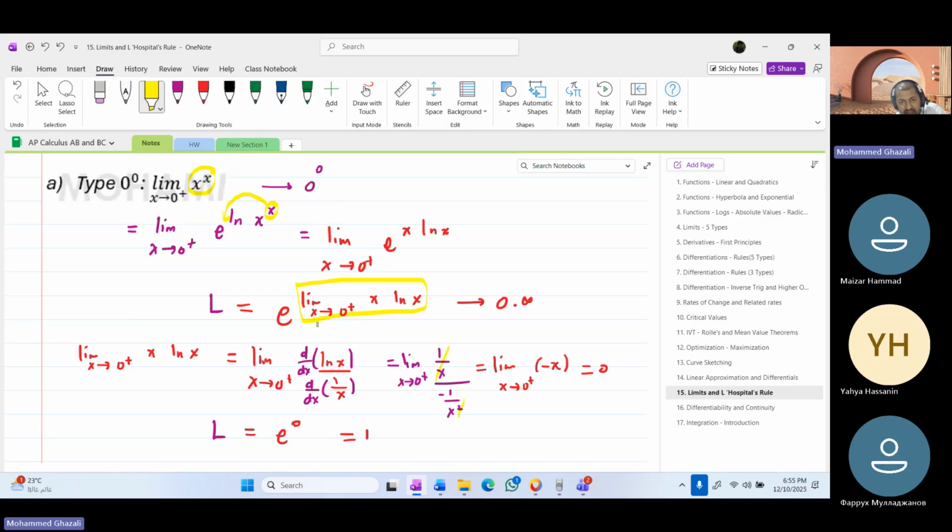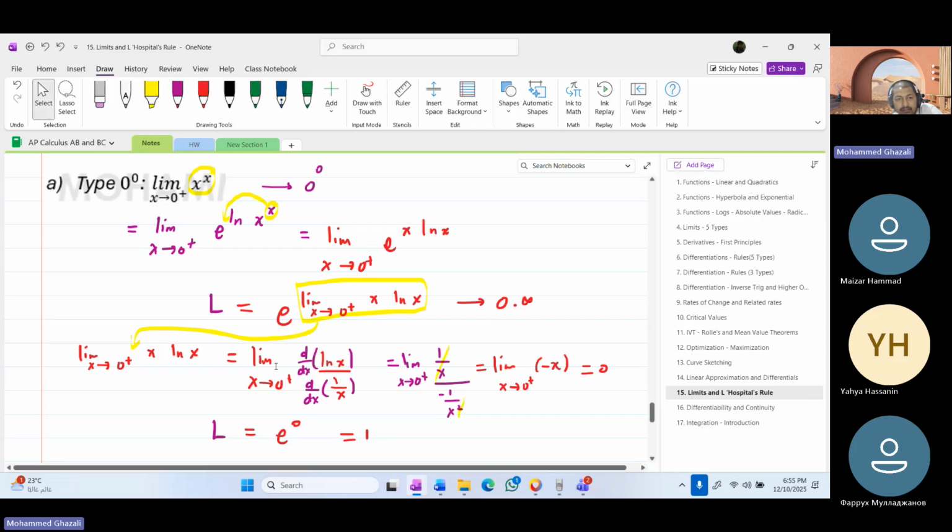I removed this part and I solved it down here separately because I have to apply L'Hopital's rule there. And I got this answer to be 0, which we solved before as well. And e to the power 0 is 1. Great. So you're not actually proving that 0 to the power 0 is 1, it's because it's 0 from the right. That's why.